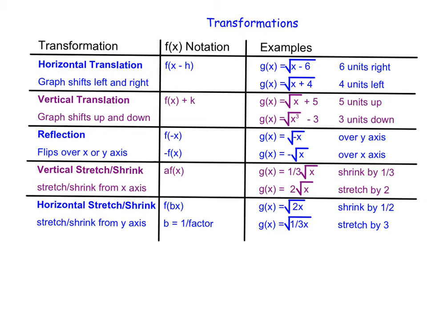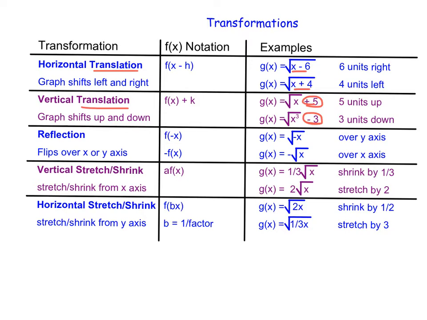So just to give you a quick recap of these, remember that translations move the graph left, right, up, and down. Vertical translations are going to happen outside of parentheses, or in this case, outside of the root. You can see that there. They work just as expected. Positive moves up, negative moves down. The horizontal translations happen inside parentheses, or in this case, inside of the root, and they work opposite as you expect. So a negative would move you to the right, and a positive would move you to the left.